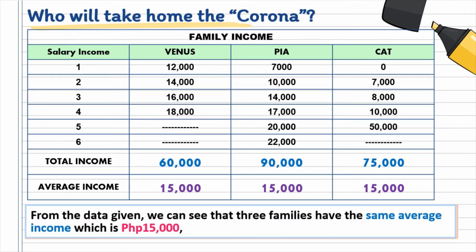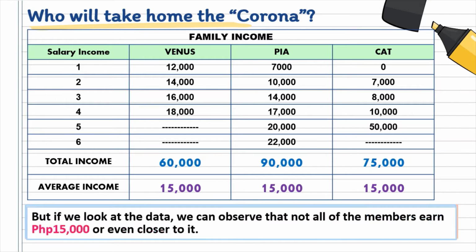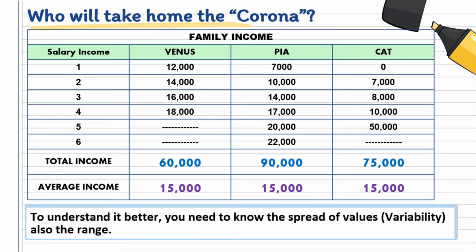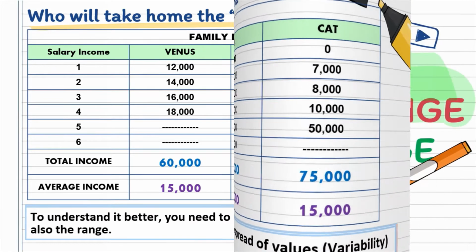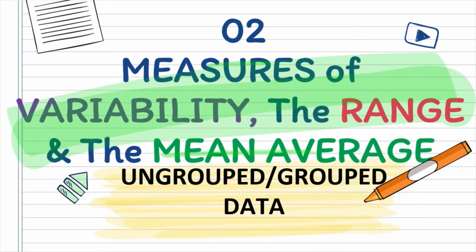From the data given, we can see that 3 families have the same average income, which is 15,000. But if we look at the data, we can observe that not all of the members earn 15,000 or even closer to it. So to understand it better, you need to know the spread of values or variability, also the range. So we will discuss the measures of variability, the range, and the mean average, ungrouped and grouped data.